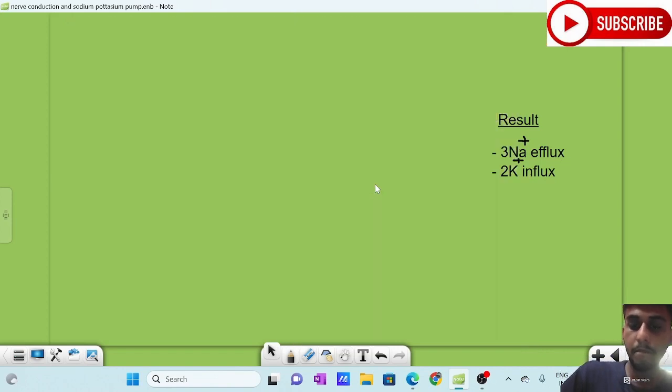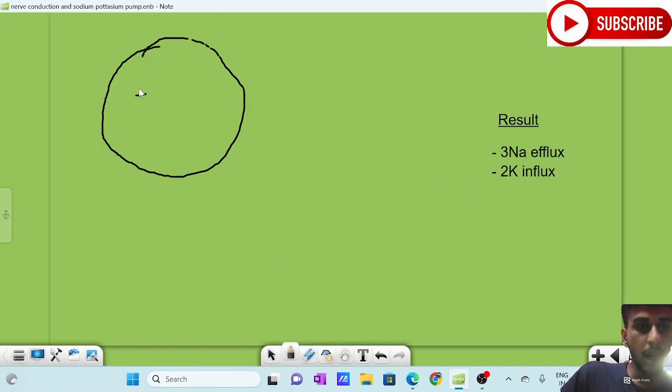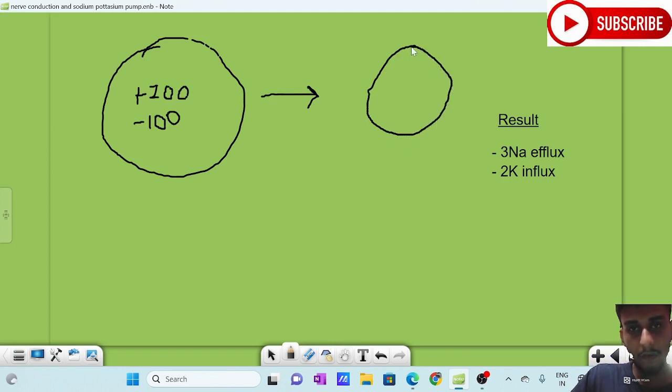Now, how will this create an impact in the cell? Let us check how it will create an impact in a cell. Just consider a normal cell containing 100 positive ions and 100 negative ions. So I can say that this cell is neutral in charge. Neutral means there is no charge left to make any polarity, right? That is the condition. So after one sodium potassium pump cycle, what will be the condition of the cell?